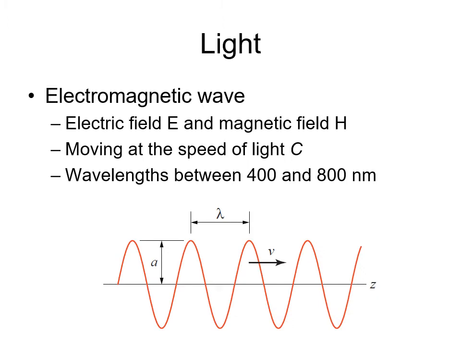As we discuss light, one of the topics we're going to look at is electromagnetic waves. We have an electric field E and a magnetic field H, moving at the speed of light, which we denote as c, and the wavelengths we're dealing with here are between 400 and 800 nanometers. Here's our wavelength down here. We have our amplitudes, and we have our velocities over here along a z-axis.